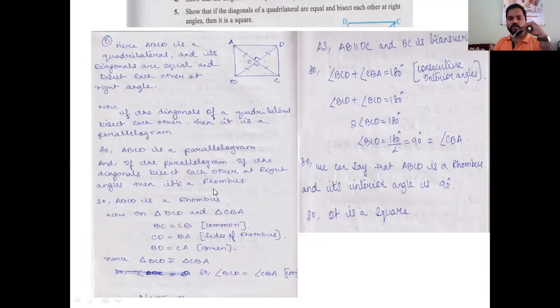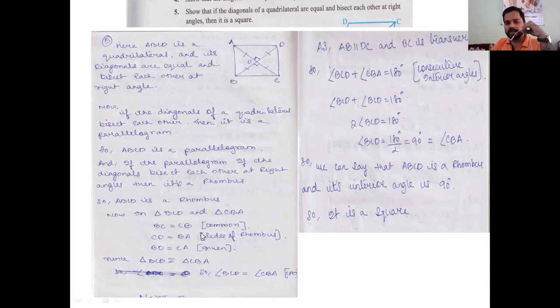Now, I have to show that the angle is 90 degrees. Because in a rhombus, each angle is not necessarily 90. And if you want to prove that it is a square, then we have to show that the angles are 90 degrees. So for that, I will take two triangles, triangle BCD and triangle CBA, similarly like question number 2.